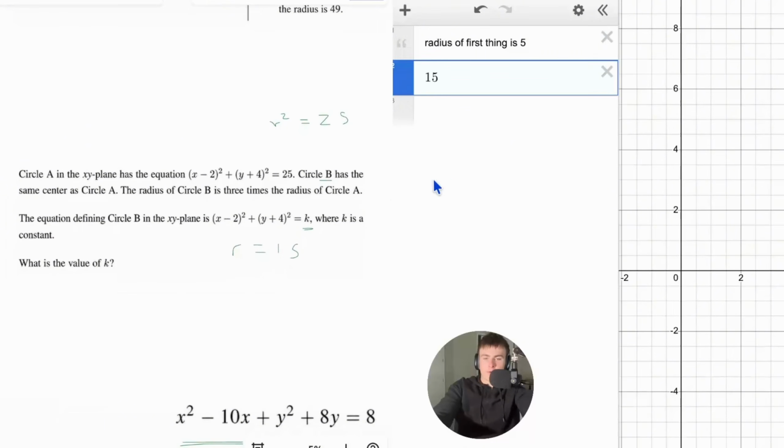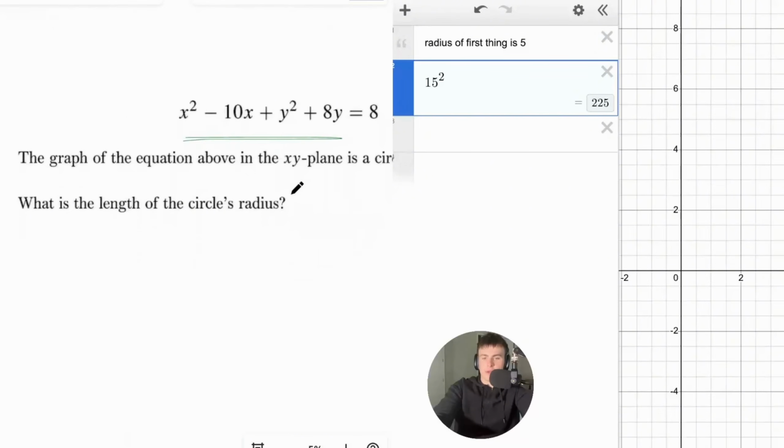So we have to square 15, and then it just ends up being 225. The answer is 225. That is it. So if you have the standard form memorized, this should be no problem whatsoever. Just make sure you actually find the true constant and not just the radius, because that's only like step 2.